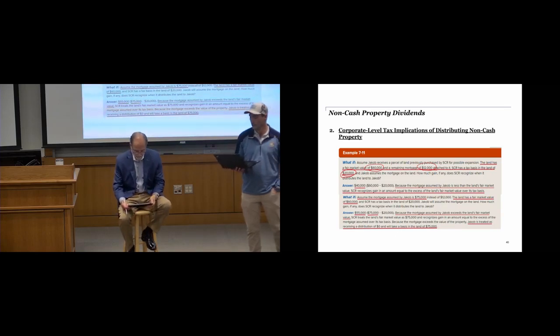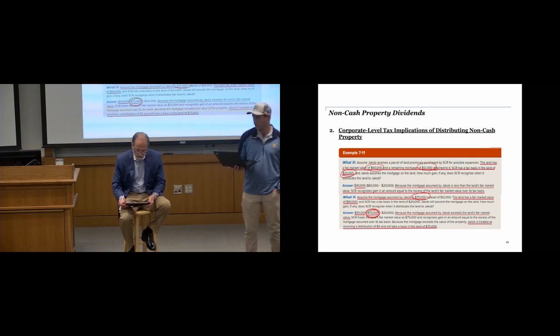Now assume the mortgage assumed by Jacob is $75,000 instead of $12,000. The land has a fair market value of $60,000. SER has a tax basis in the land of $20,000. Jacob will assume the mortgage on the land. How much gain, if any, does SER recognize when it distributes? So this one is $55,000 because the mortgage assumed by Jacob exceeds the land's fair market value. SER treats the land's fair market value as $75,000 and recognizes gain in an amount equal to the excess of the mortgage assumed over its tax basis.